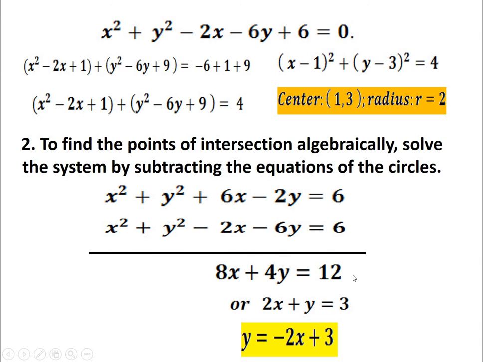So we can reduce that by 4. So 8 divided by 4, we have 2x. 4 divided by 4 is 1, so we have y. Then 12 divided by 4 is 3. So express that equation of the line in slope form. We have y equals negative 2x plus 3.